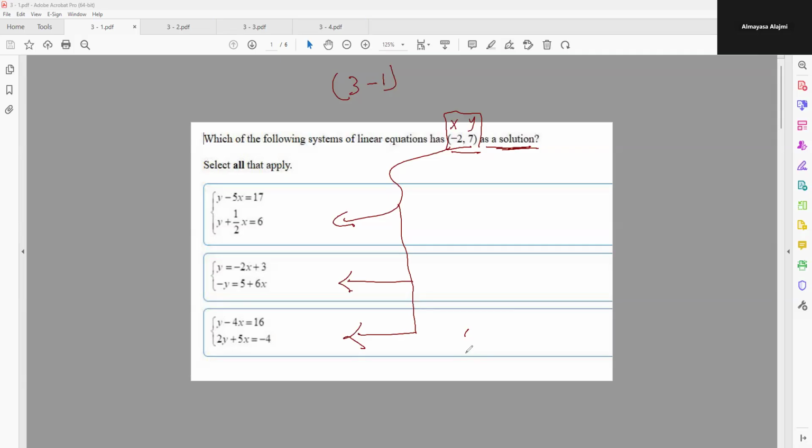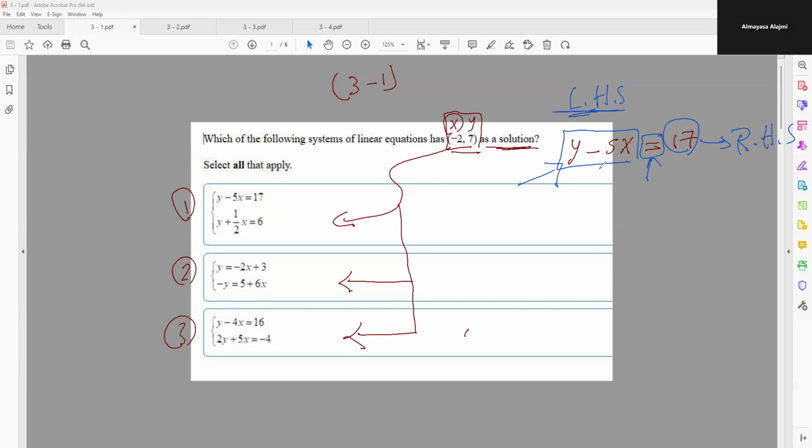But how can I know which one of these? I will do the first one, and we will do the second one and the third. Okay, let's do it. For example, we have the equation y minus 5x equals 17. This part is named the left hand side, because we have an equal sign here, and this part is left of the equal sign, and this one is named the right hand side.